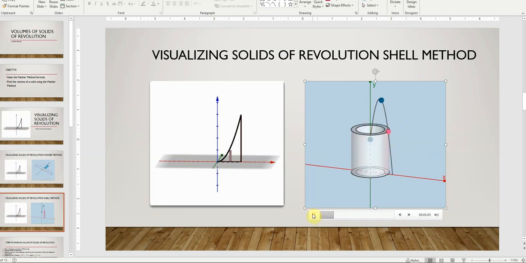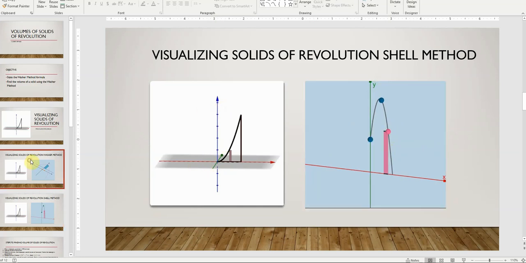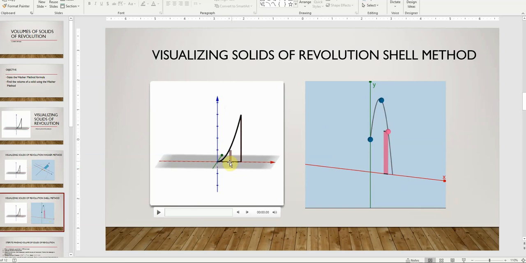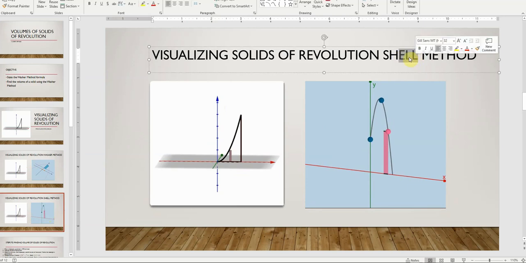Now what you need to understand is, in the washer method, in this method here, if you notice, the rectangle and the axis of revolution are perpendicular. But if you look at the shell method, here's my axis of revolution and here's my rectangle. They're going to be parallel. So if you notice the LL in the word shell, it's going to mean parallel.